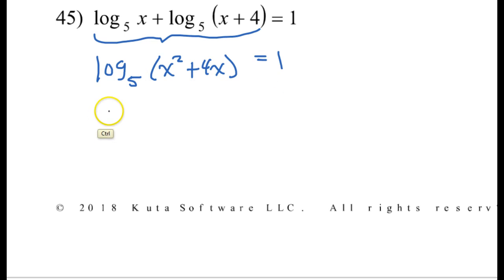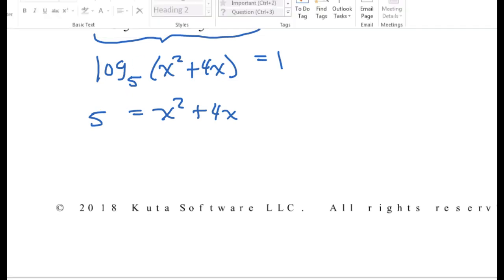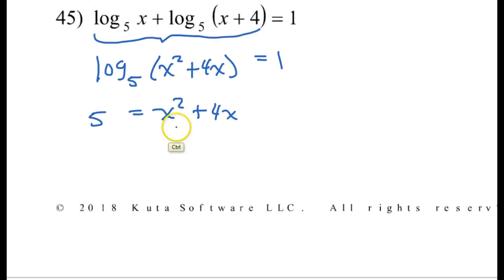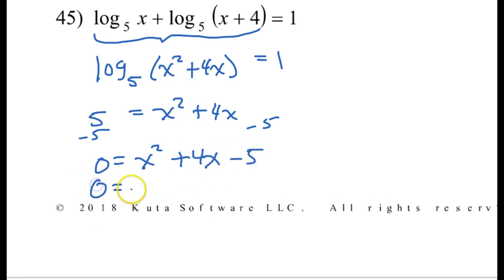So now it's time to change the form. So I'm going to have 5. And the 1 will come over here, and the x squared plus 4x will go over there. Of course, the 1 power is not changing anything. So that's just a 5. So let's go ahead and subtract 5 from both sides. So we will have 0 is equal to x squared plus 4x minus 5.